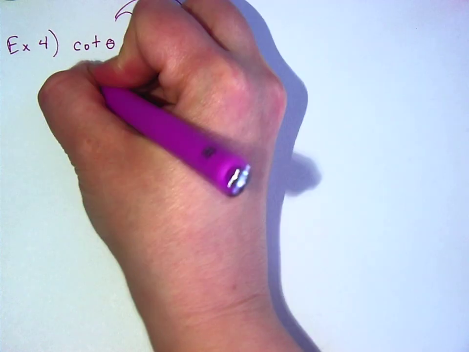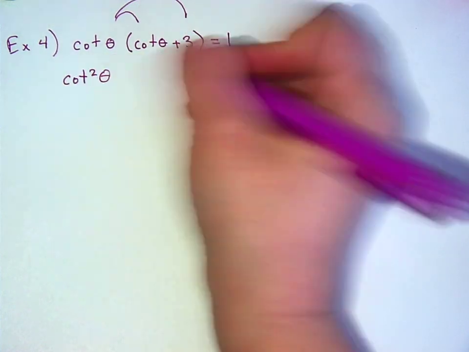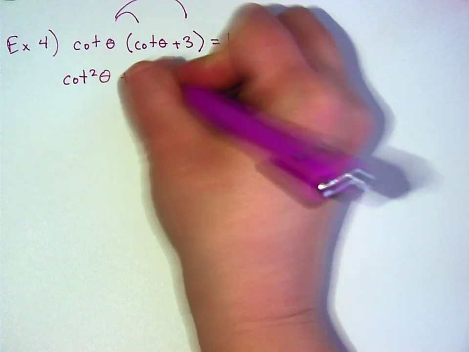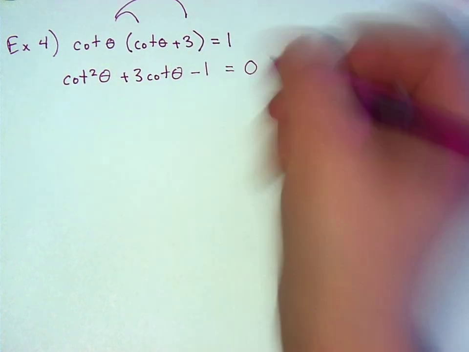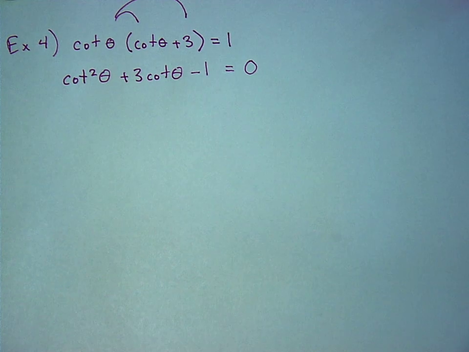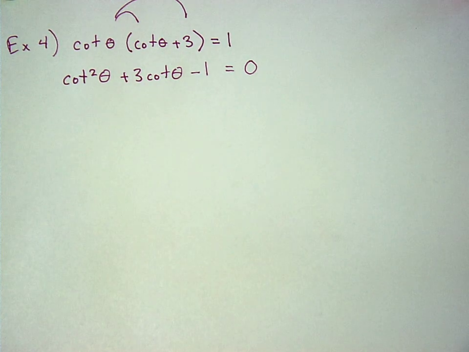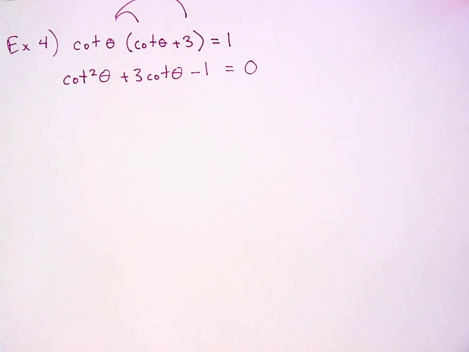So that becomes cotangent squared theta plus 3 cotangent theta, and then I'm just going to minus 1 equals 0. Now what? Factor. Now here's the thing, guys. I know as a fact that this one doesn't factor. What do you do when it doesn't factor? What? Just quit? Give up.